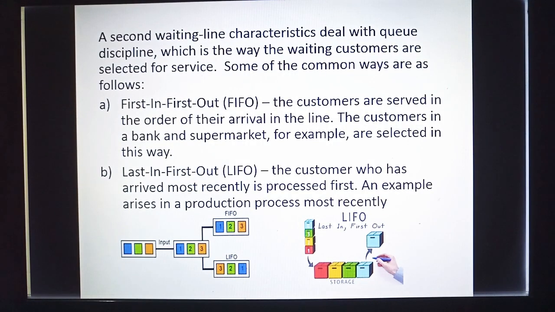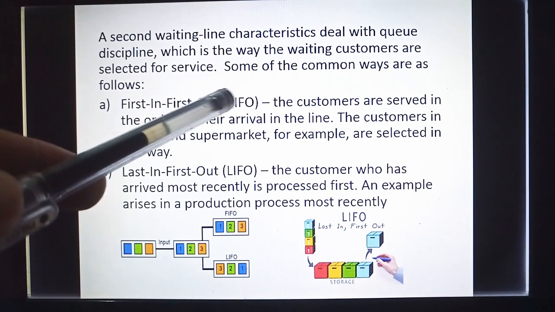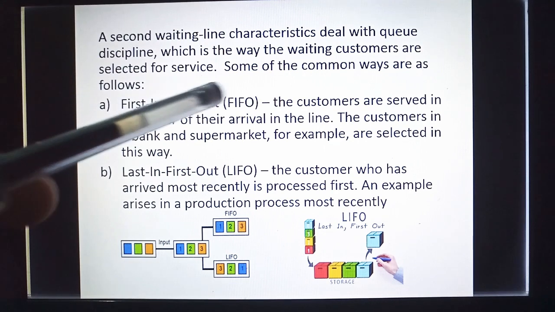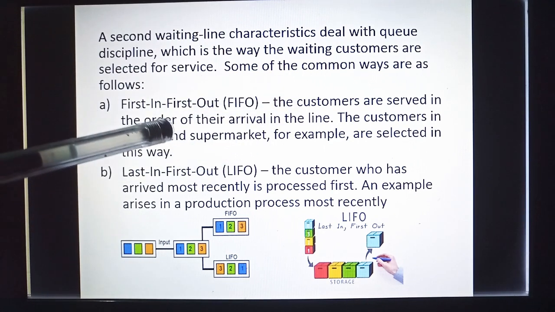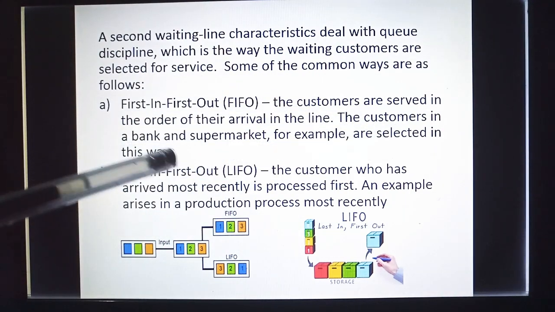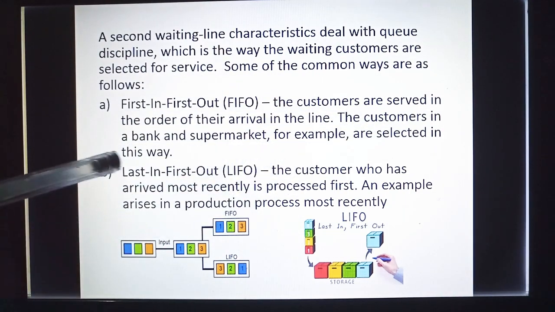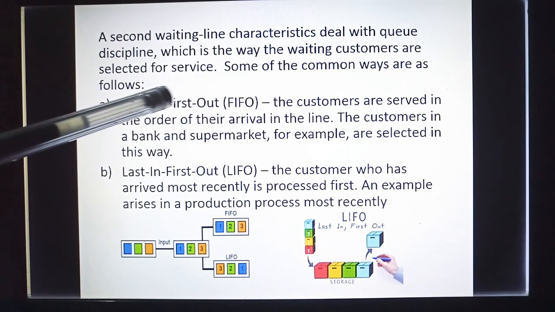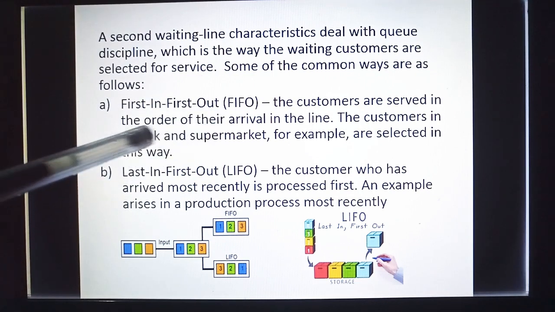Next, a second waiting line characteristic deals with queue discipline, which is the way the waiting customers are selected for service. Some of the common ways are as follows. First in, first out, or FIFO. The customers are served in the order of their arrival in the line. The customers in a bank and supermarket, for example, are selected in this way. So this is common in a bank or supermarket.